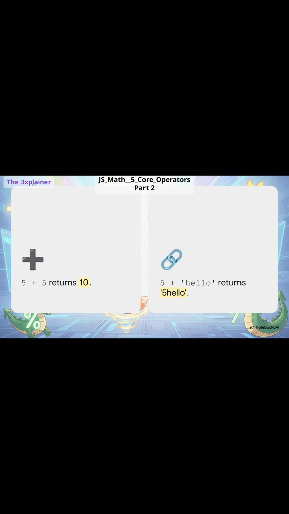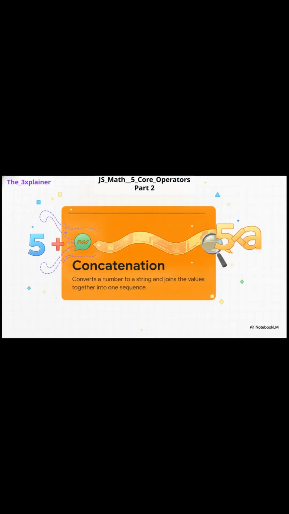On the left side, 5 plus 5 gives us perfect math, 10. But on the right side, look at how JavaScript handles 5 plus the word hello in quotation marks anyway. It literally gives us 5 hello. We defined this specific quirk as concatenation. When you pass JavaScript a formula where standard math completely fails, like adding a number to a word, the computer just gives up on the math.